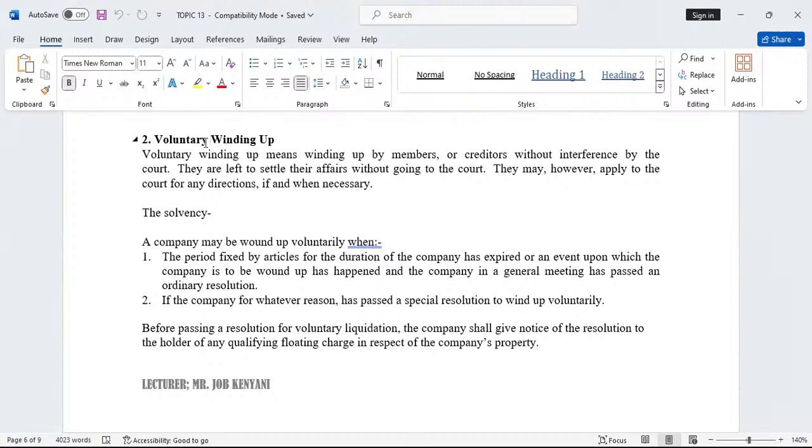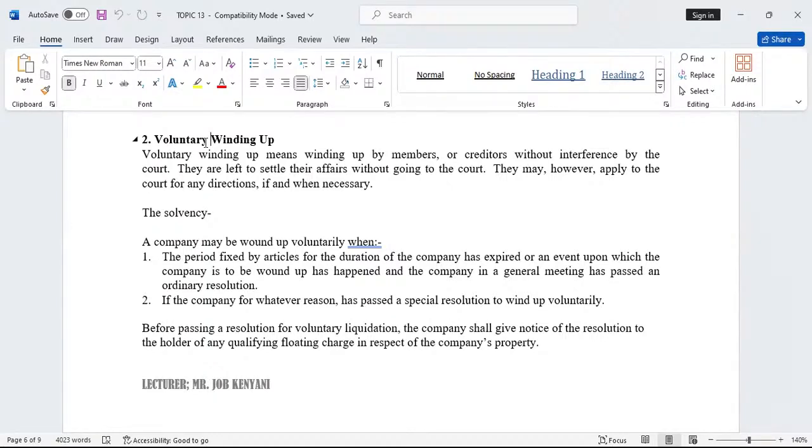But under voluntary, there's no forcing of the company to be liquidated. Rather, the company itself wants to be wound up or liquidated. It could be due to a number of factors. For example, maybe the objective under which the company was formed has already been met, so there's no essence for the company to continue to be in existence. So it voluntarily decides it is going to be liquidated.